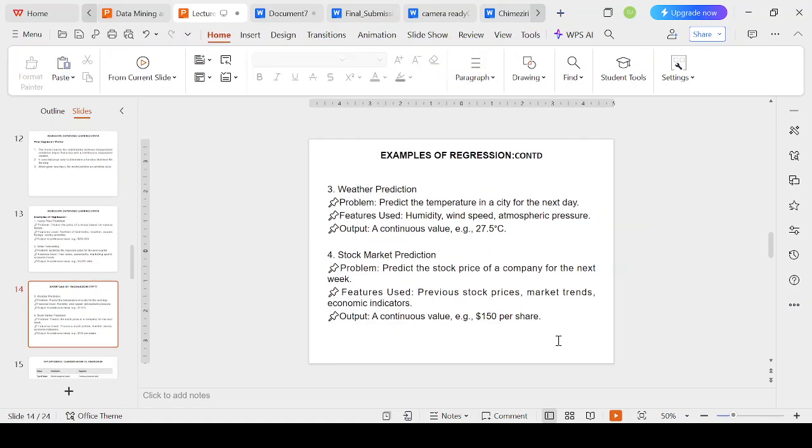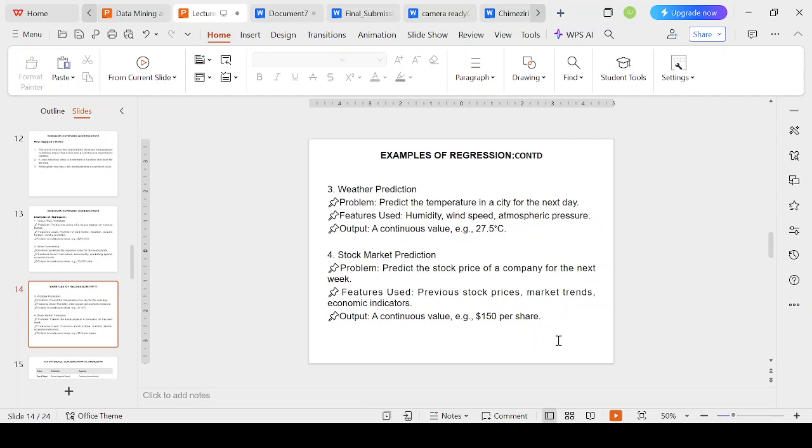More examples: weather prediction, predicting the temperature in a city for the next day. These are the things I use to automate weather forecasting announcements. Features used are humidity, wind speed, and atmospheric pressure. The output is a continuous value telling you the temperature is 25 degrees centigrade, or 30 degrees centigrade, or 27.5 degrees centigrade, or the like.